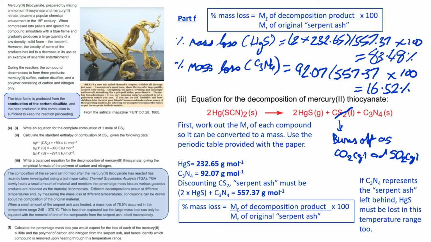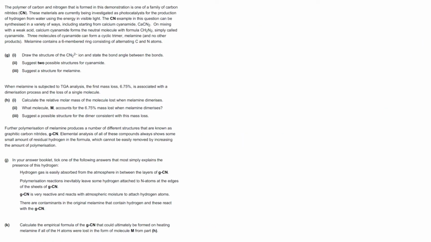So that must mean that if C3N4 represents the serpent ash left behind, the mercury sulfide must be lost in this temperature range too, because it also says at the very bottom on the left hand side, hence identify which compound is removed upon heating through this temperature range.